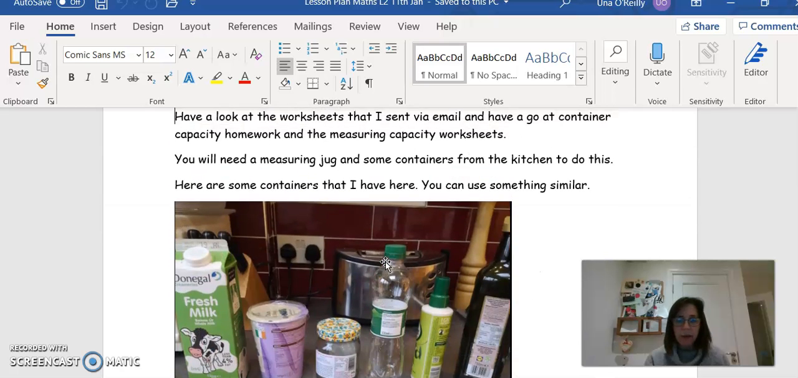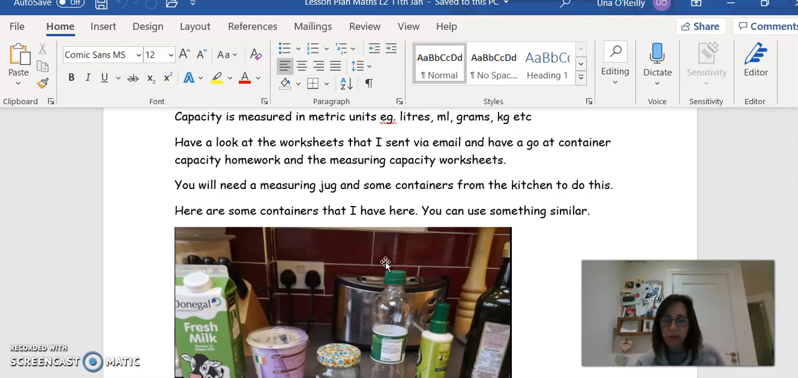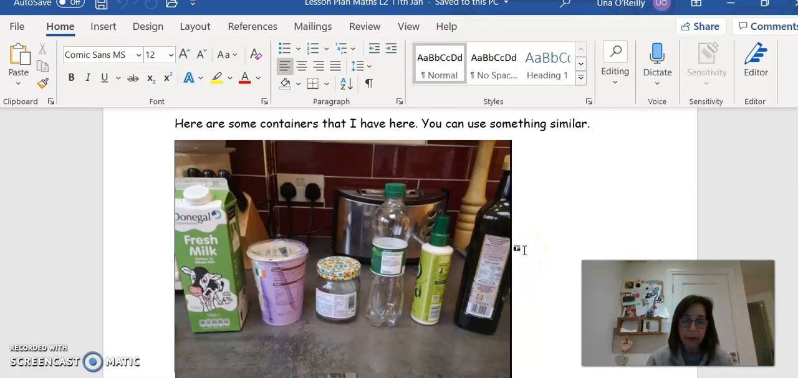So, have a look at the worksheets that I sent via email and have a go at the container capacity homework sheet and the measuring capacity worksheets, okay? There is another one, I think it's called capacity problems. Don't worry about that for now, okay? You will need a measuring jug and some containers from the kitchen to do this, and I just took a photo of some of the containers that I have here.